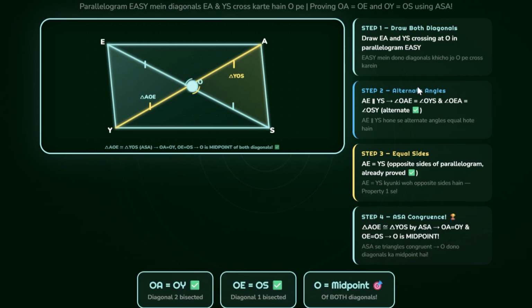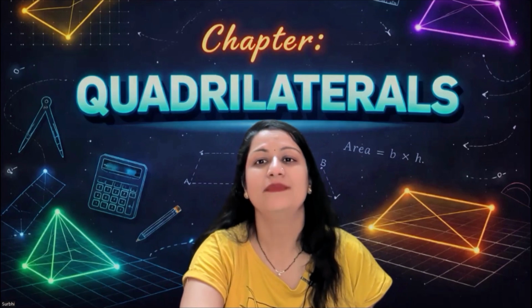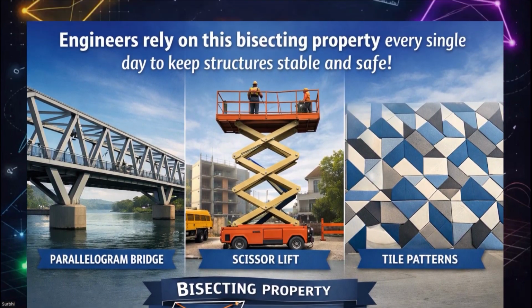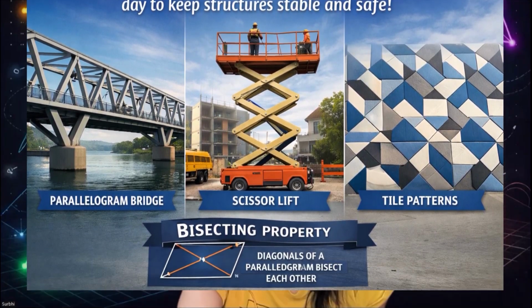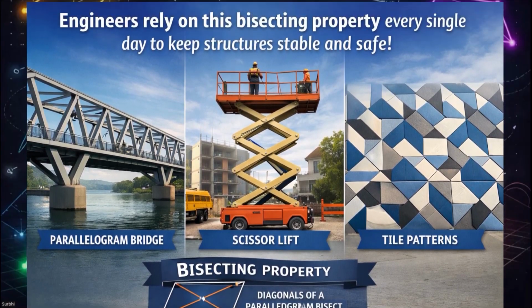And this proof used property 1 to prove property 4. Properties help each other, that is the elegance of mathematics. And this property is used everywhere in real life. Bridges use parallelogram frames, right? Scissor lifts use this bisecting property to rise and lower smoothly. Tile patterns use it for symmetry. Engineers rely on this property every single day to keep structures stable and safe.